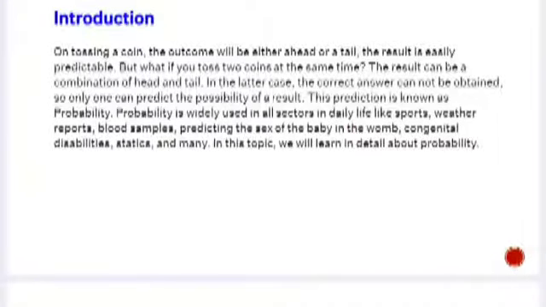The introduction is on tossing a coin. The outcome will be either a head or a tail. The result is easily predictable. But what if you toss two coins at the same time? The result can be a combination of head and tail. In the latter case, the correct answer cannot be obtained, so one can only predict the possibility of a result. The prediction is known as probability.